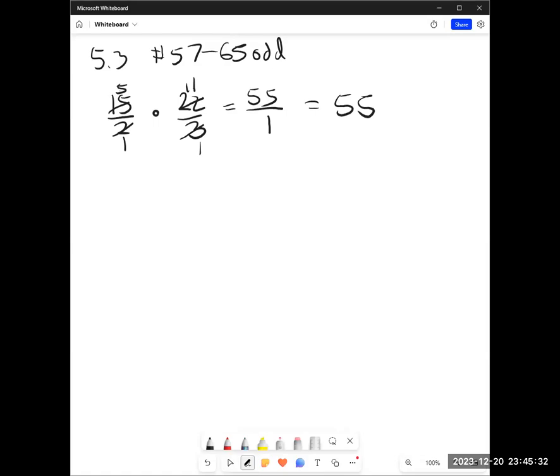So let's try now with -5/7 times -21 over 10. 7 is going to go into 21 3 times. 5 is going to go into 10 2 times. Negative times a negative is a positive. 1 times 3 is 3. 1 times 2 is 2. And our answer is 3/2.